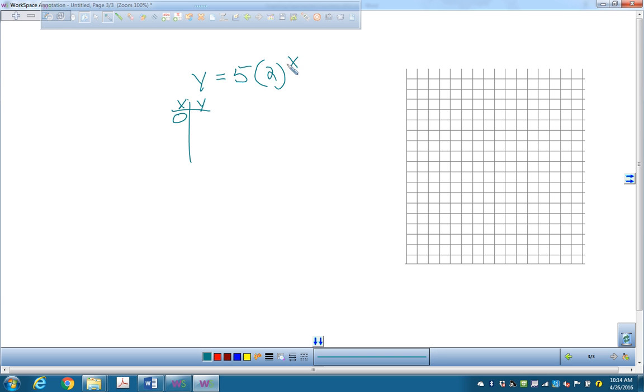How do you get that? 2 raised to 0 is 1, times 5 makes 5. When x is 1, what's y? 10. When x is 2, what's y? 20. When x is 3, what's y? 40. 8 times 5 is 40.